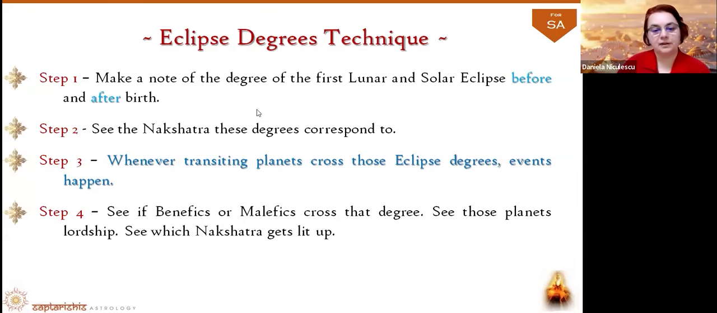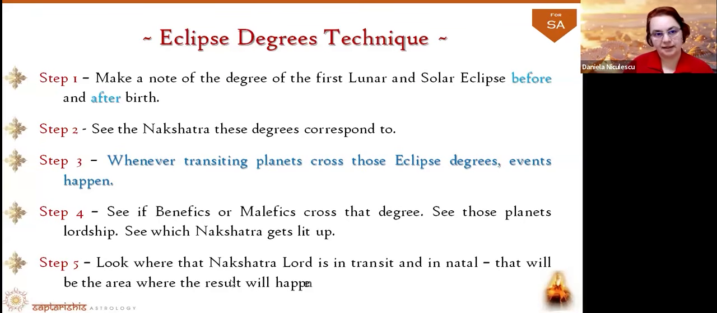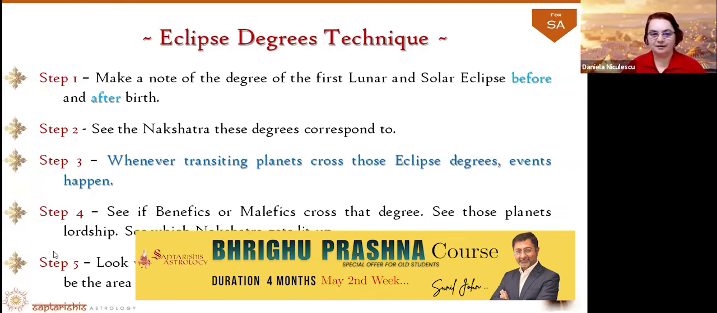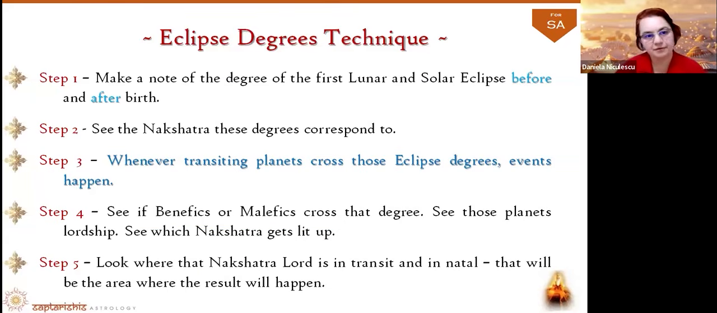Then look where the nakshatra lord is in transit and in natal, like Sunil sir is teaching us to follow transits of a planet, both where the lord of that planet is in transit and also in the natal chart. So look where that nakshatra lord is in transit and in natal. That will be the area where the result will happen. So actually that's very important because I followed that in this presentation. I'm aware that for the beginners it's going to be quite difficult to grasp at first, but maybe in time, if they rewatch this presentation, it's going to be easier.